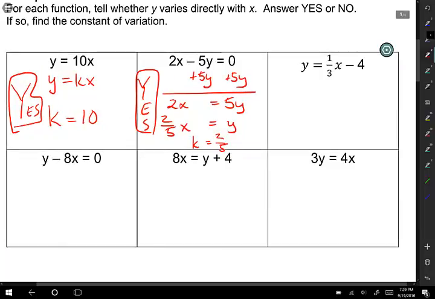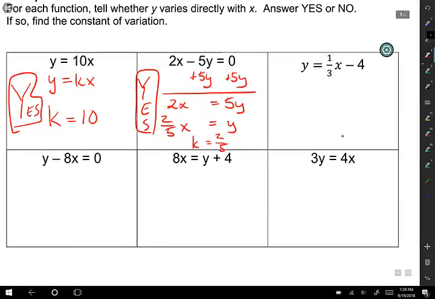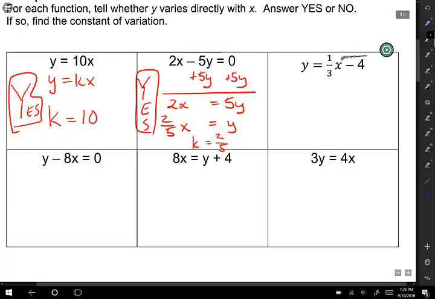Let's look at our third one. y equals 1/3 x minus 4. Well, I'm going to highlight and circle our problem here, this minus 4. This minus 4 is a big issue. It does not let us be in the form y equals kx, so this is not an example of direct variation. So the answer here is no.